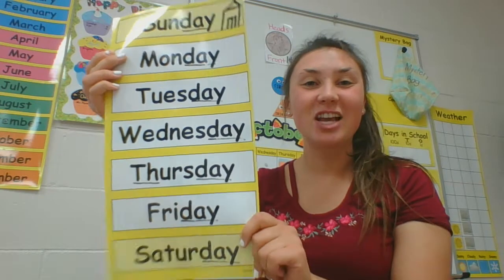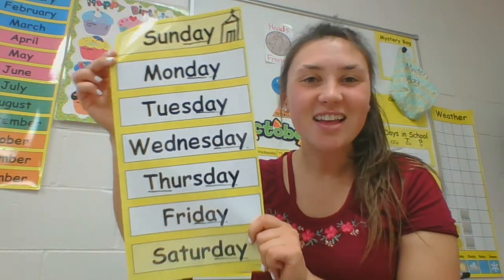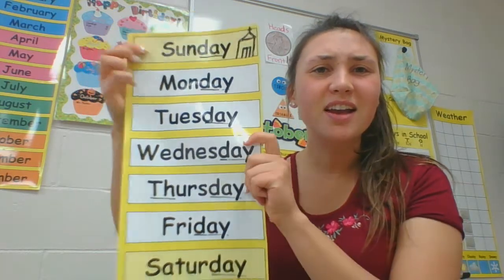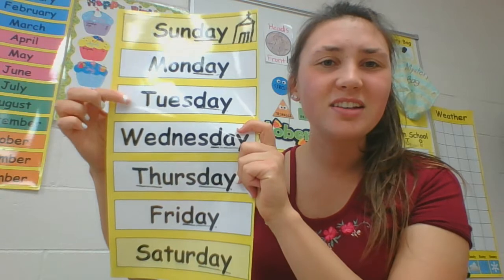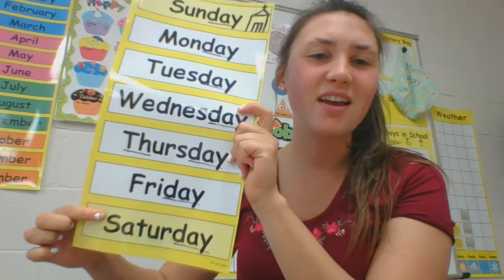7 days, right. Let's do the song. Ready? There are 7 days, there are 7 days, there are 7 days in a week. Sunday, Monday, Tuesday, Wednesday, Thursday, Friday, Saturday.